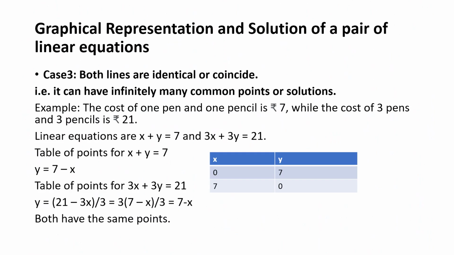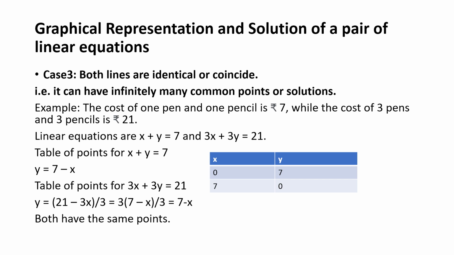In the third case, both lines are identical or they coincide, meaning they are the same line. That is, they can have infinitely many common points or solutions. All the points on the line will satisfy both the equations, so they can be said to be the solutions.